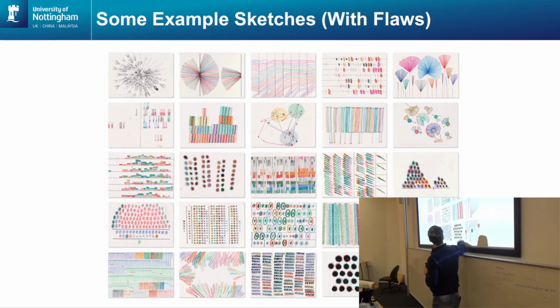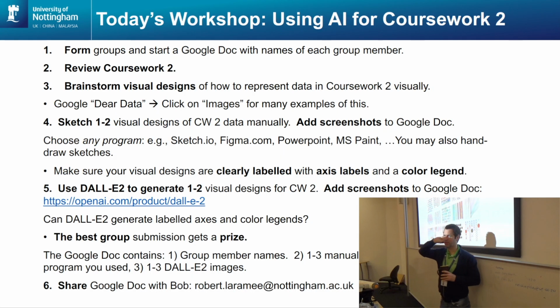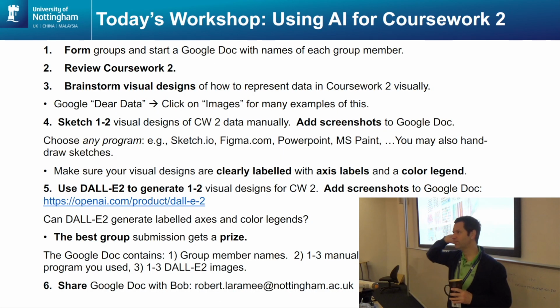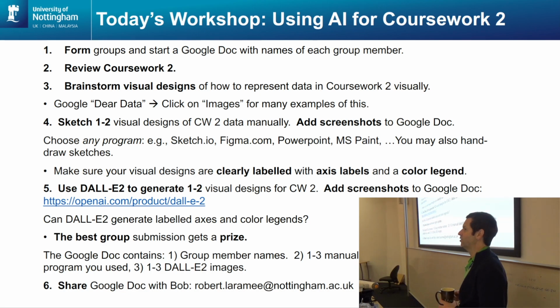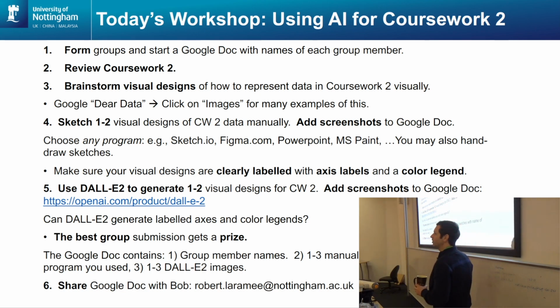There's no x-axis label. There's no y-axis label. There's no color legend anywhere, so I actually have no idea what I'm seeing. But in your sketches, you actually want to have labels and maybe a color legend or something like that. Any questions about that? Does it sound interesting, like fun?